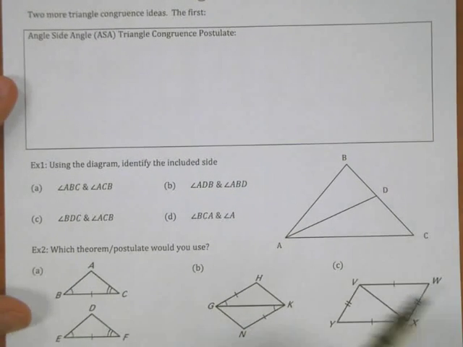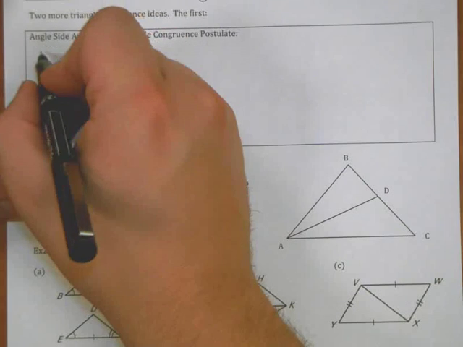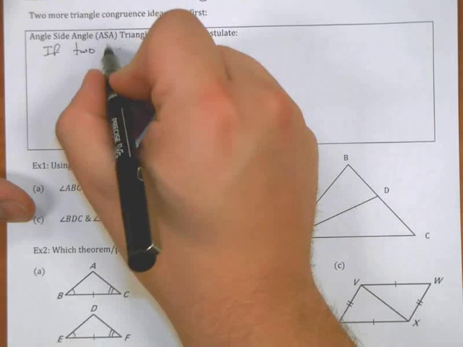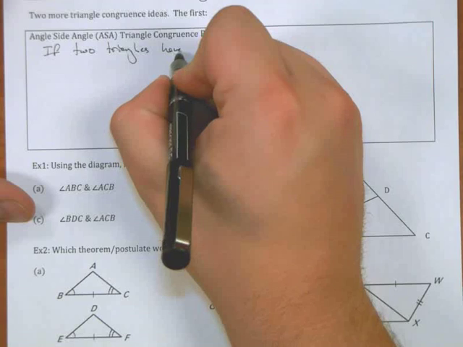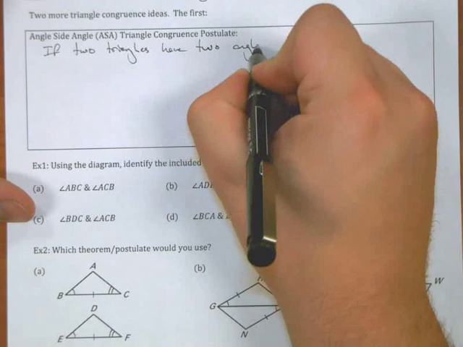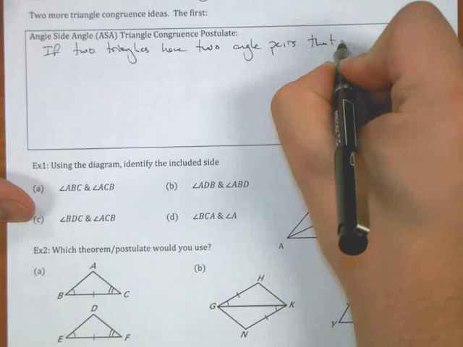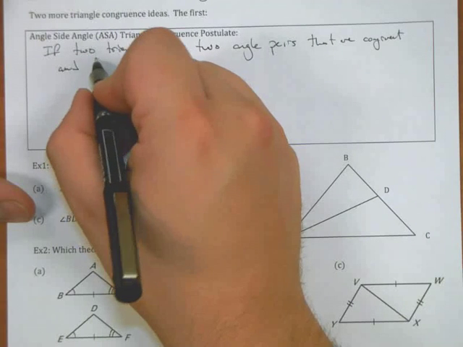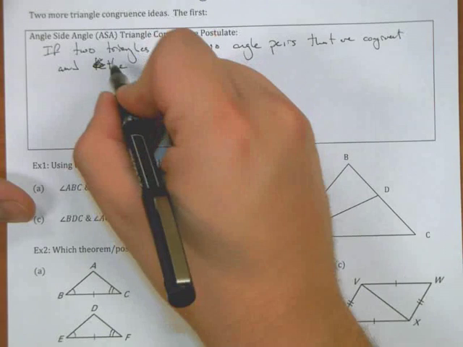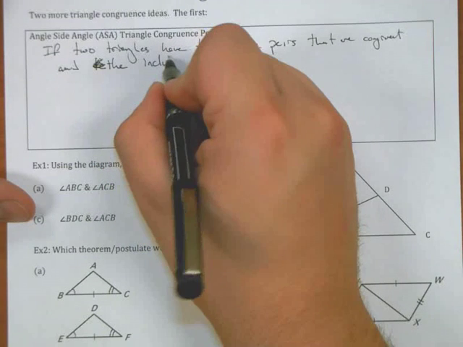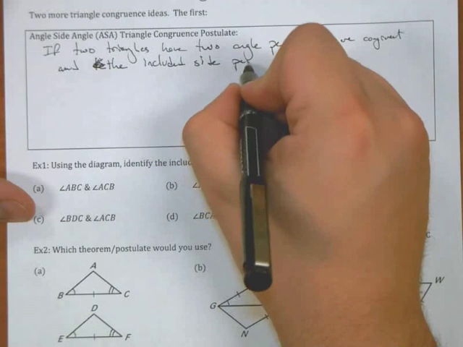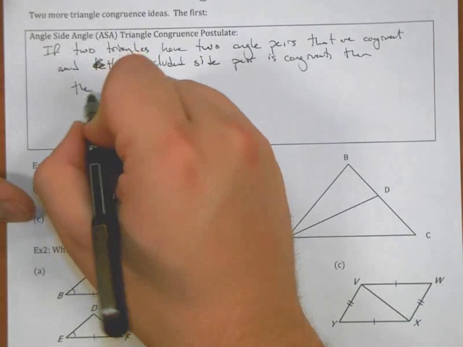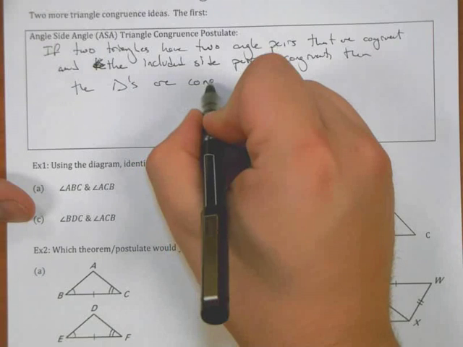So we have more angle information. The first is called the angle-side-angle postulate, and that says if two triangles have two angle pairs that are congruent, and the included side pair is congruent, then the triangles are congruent.